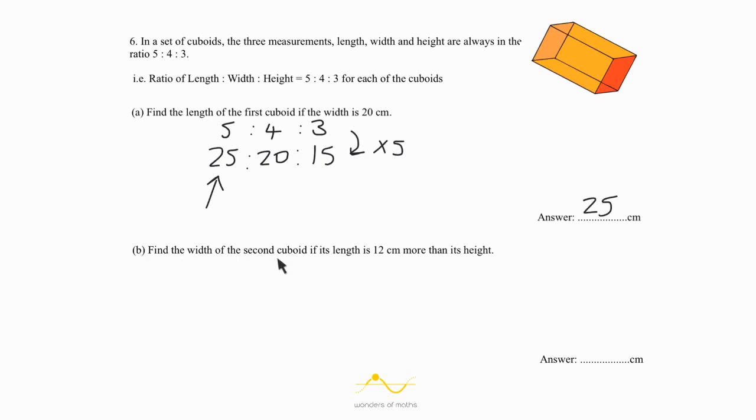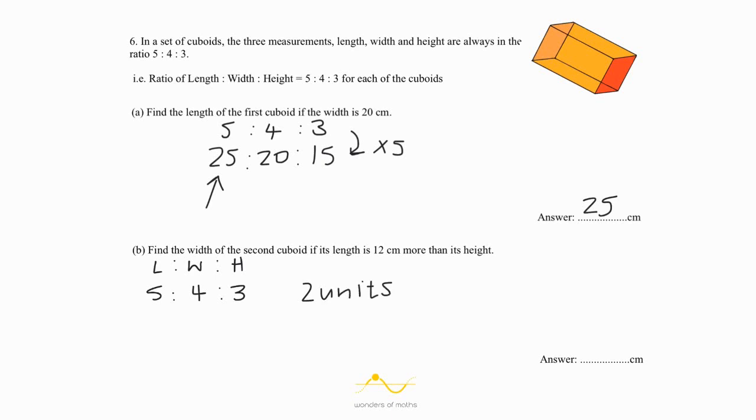Find the width of the second cuboid if its length is 12 more than the height. This time we're going to write out our ratio again, but we're going to label it, as this is going to make answering the question a lot easier. In terms of the ratio, we know the difference between the length and the height is 2 units.